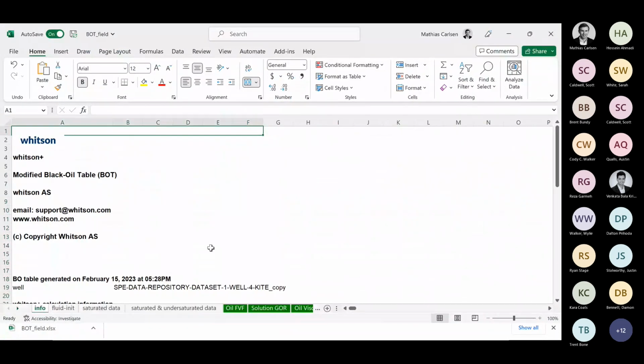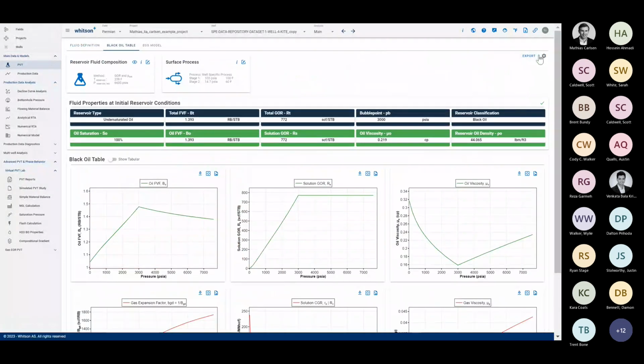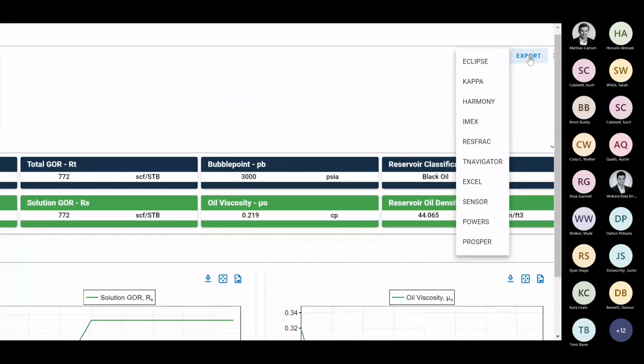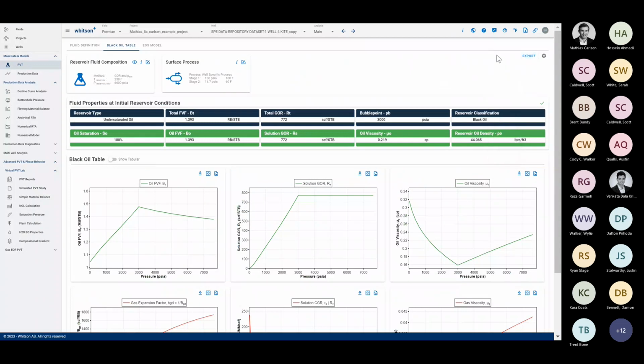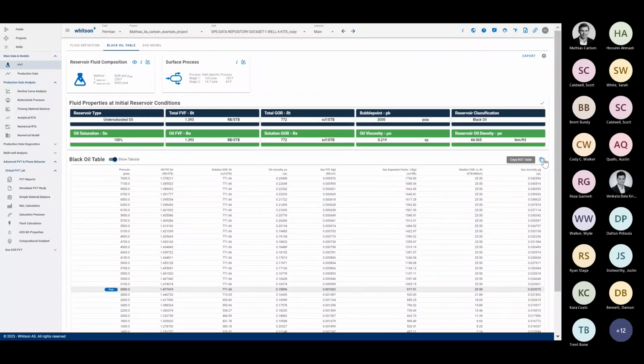But it also has the exports to any other tool that you might be using right here. So export is up to the right. Eclipse, Kappa, Harmony, IMEX, ResFrac, tNavigator, Excel, Sensor, Petex, Prosper. Okay, so it has a lot of different exports there. And you can also look at it in tabular form, and be able to copy out the BOT here to Excel. So that's more of an FYI there.